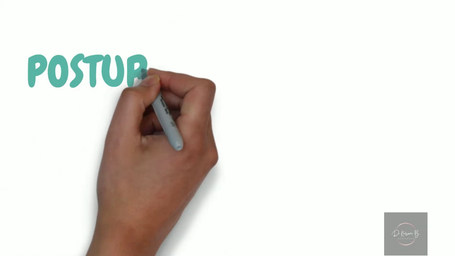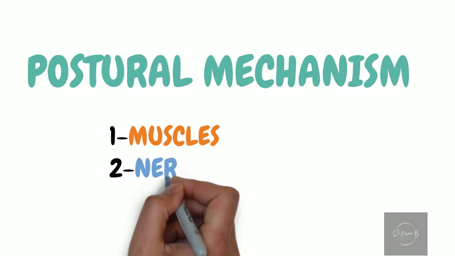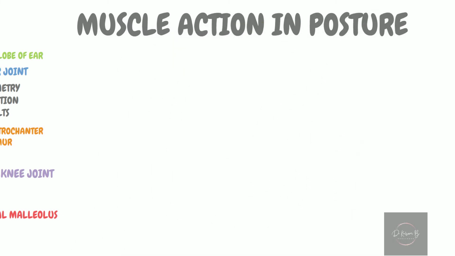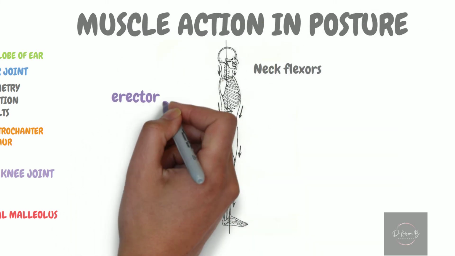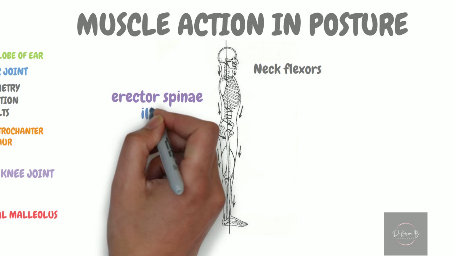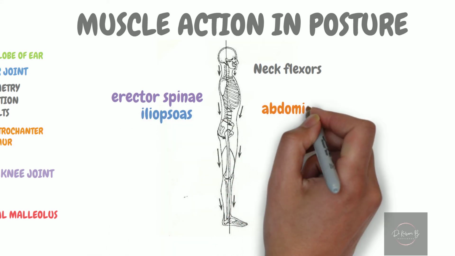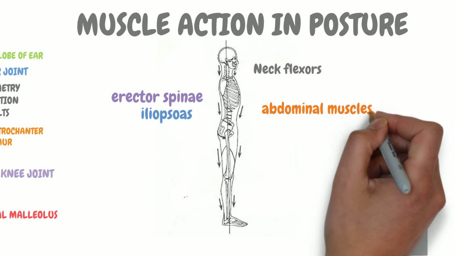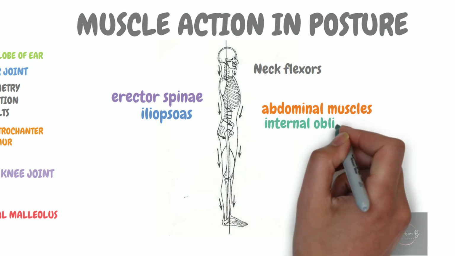The postural mechanism. The postural mechanism involves the muscles and nervous control. Muscle action in posture: neck flexors and neck extensors are active. Erector spinae is active, counteracting gravity's pull forward. Iliopsoas is constantly active. The abdominal muscles remain quiescent, although the lower fibers of the internal oblique are active in order to protect the inguinal canal.